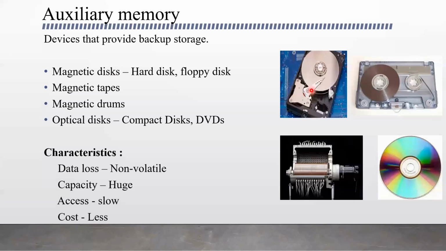And magnetic tapes, these are similar to the tape recorders that were used in earlier days. The tape that is mounted in this can be moved forward or backward, and the read-write head is used to read or write characters in the tape. When it is unwound, the read-write head is used to read or write characters.